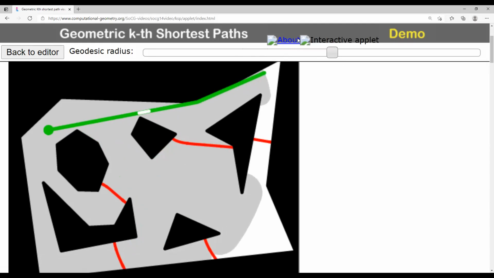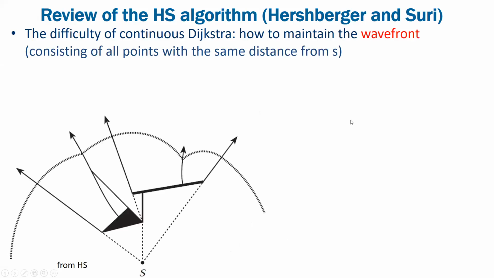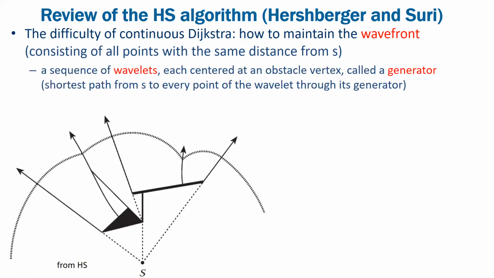Okay, go back. Here, a wavefront is basically a sequence of so-called wavelets. In this example, this dashed curve is a wavefront, and this red piece is a wavelet. It is a part of a circular arc centered at the obstacle vertex, like this red one, and this vertex is called a generator. For any point in this wavelet, the shortest path from S to the green point must contain this red point.